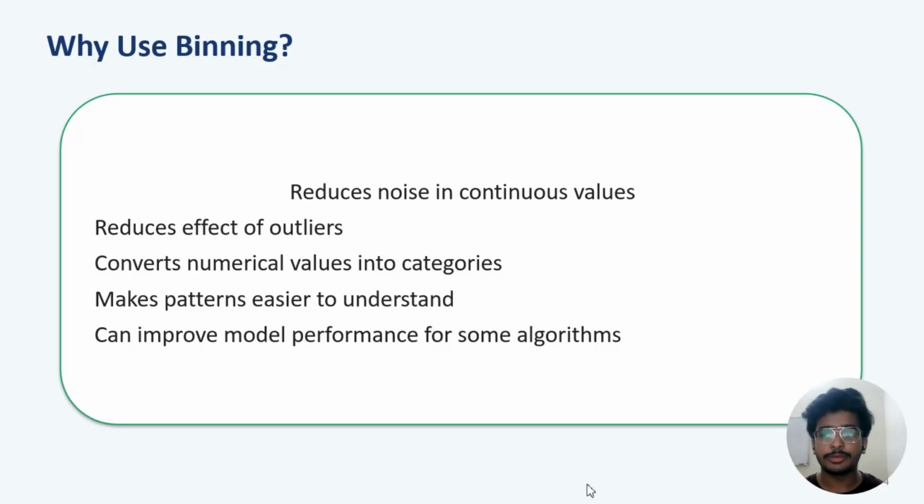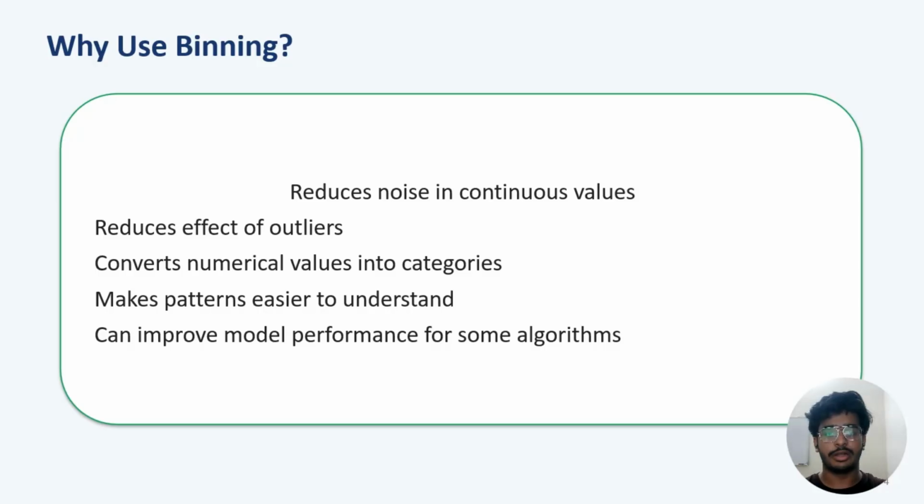Third, binning can make patterns easier to understand. Instead of saying fare is 71.28 or something like that, we can say that the passenger belongs to a very high fare group. Fourth, binning can improve the performance of some machine learning models, especially tree-based models, which can sometimes work better when numerical features are converted into meaningful groups. So the main purpose of binning is to convert continuous numerical features into similar groups so that the model can learn better patterns from it.